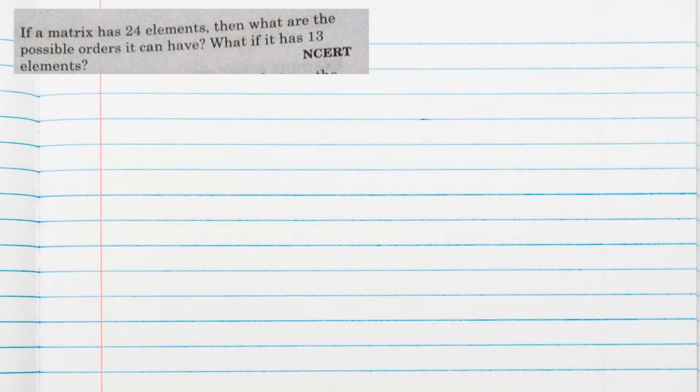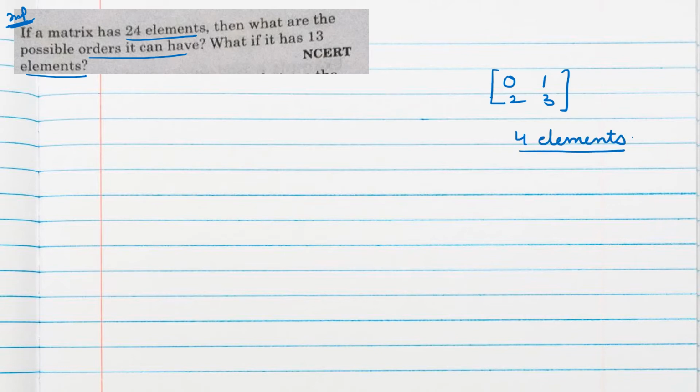If a matrix has 24 elements, then what are the possible orders it can have? What if it has 13 elements? Okay, this is also an important question. For 1 mark they can ask. Suppose I take a smaller matrix with fewer elements, suppose 0, 1, 2, 3. So this matrix has 4 elements. In how many orders can I write these 4 elements? I can write 0, 1, 2, 3, isn't it?